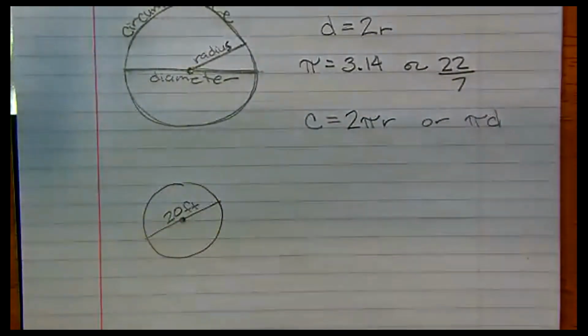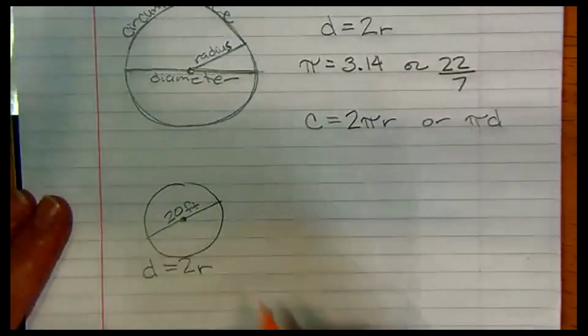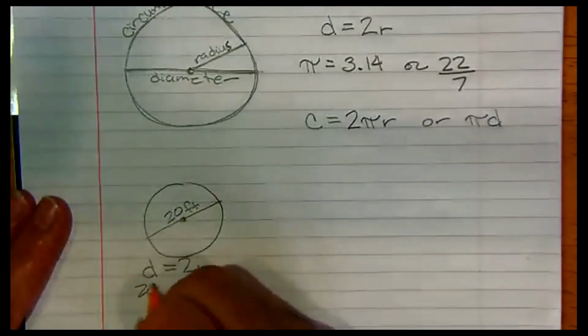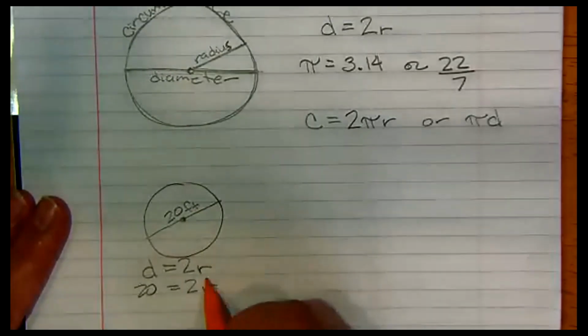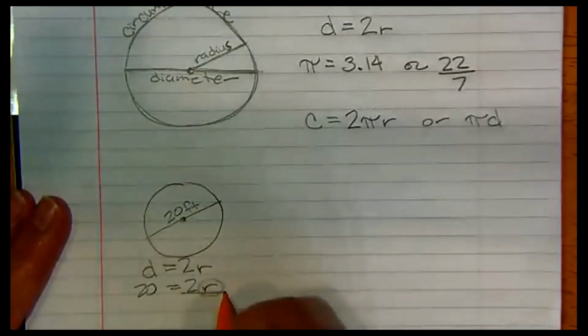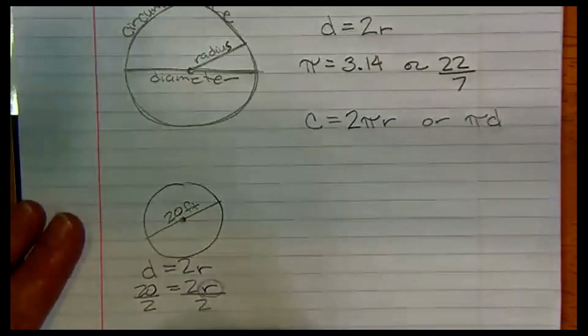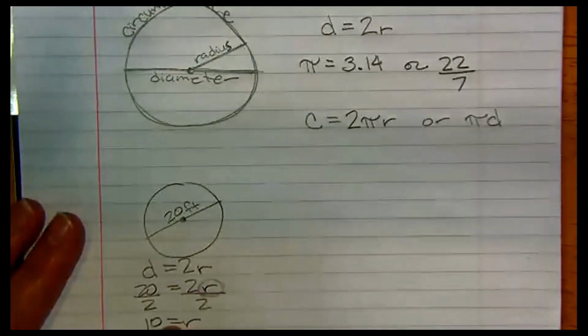But if we need a formula for that, we know that diameter is equal to 2 radius. So this is a diameter, this is 20, is equal to 2 radius. I want to isolate my radius. I want to know what the radius is. So we're going to divide by 2. What we do to one side, we must do to the other. So 10 is equal to the radius, is equal to 10 feet. Okay?